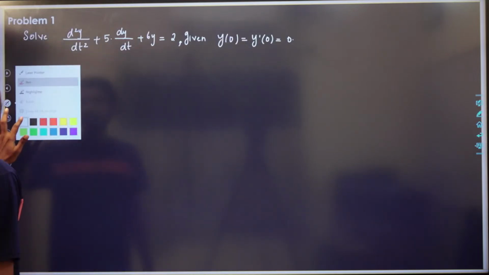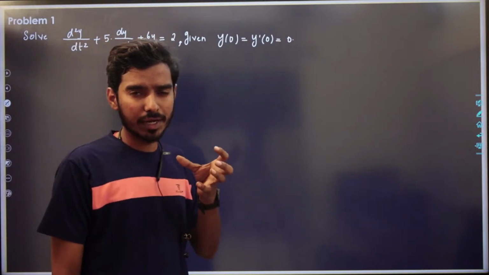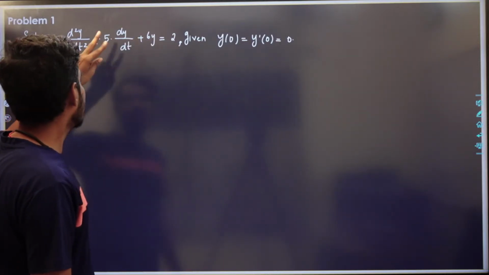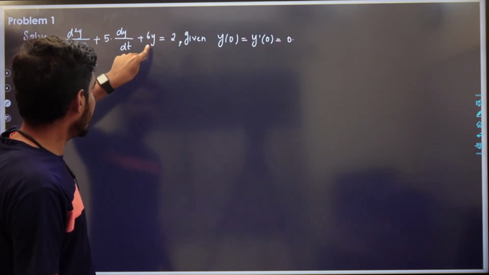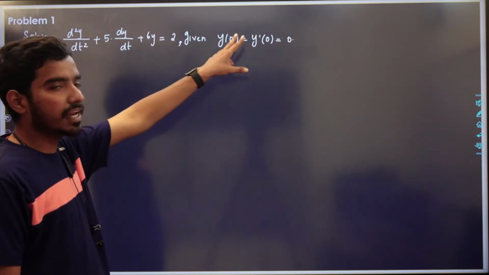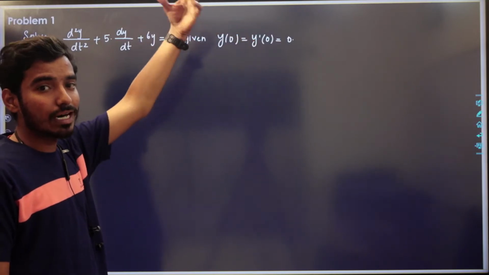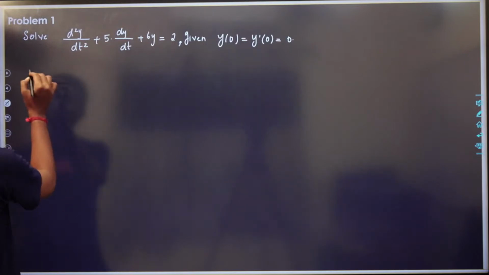So you can see we need to find a function y such that when we differentiate that y twice, differentiate it once and multiply by 5, and add 6 times y, it gives us 2. You need to find that function y. These two are initial conditions, given to find the values of the arbitrary constants, right? Okay. So we'll start the solution.